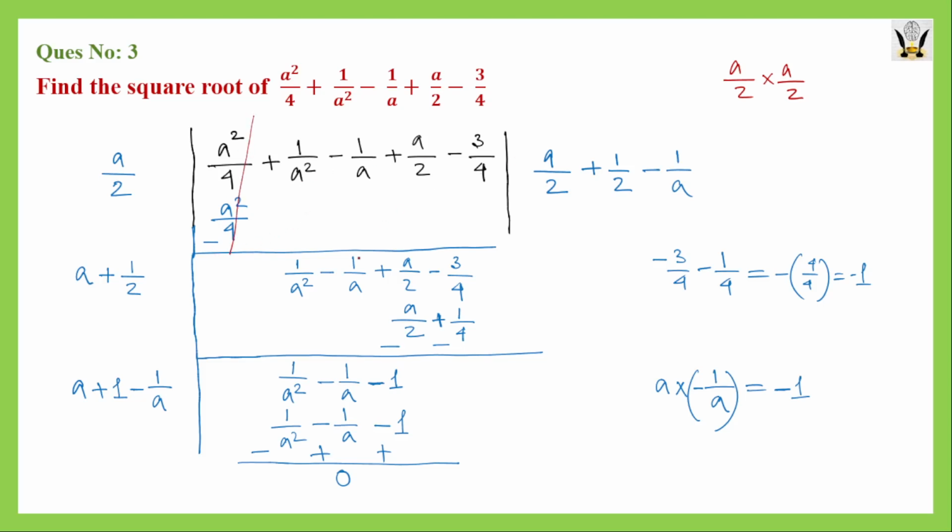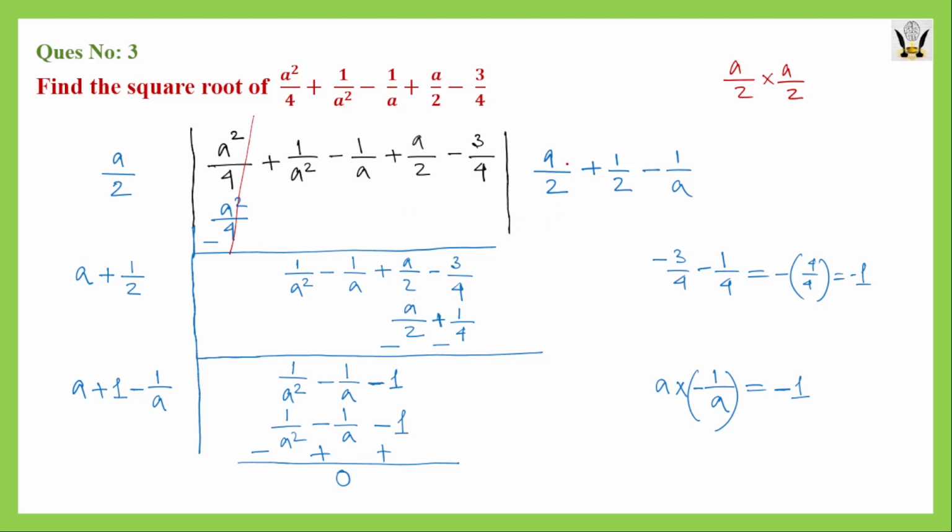Now the remaining terms we will be writing, so it is 1 by a square, or we could have done this way, that the sequence that I have just told you. So a by 2 first, then the constant term, then this, then this. But I have written as it was given, no issue. So 1 by a square minus 1 by a, then plus a by 2 minus 3 by 4.